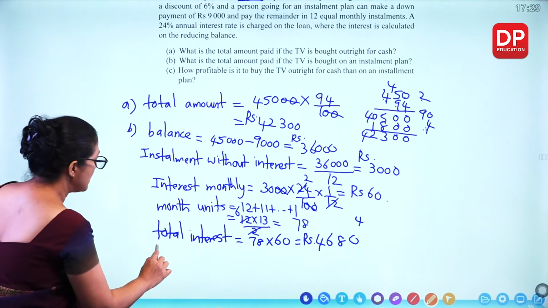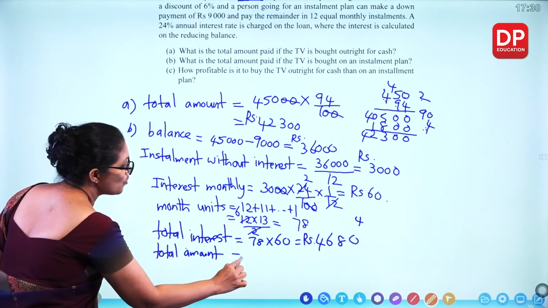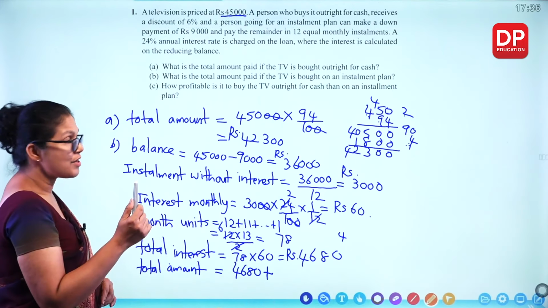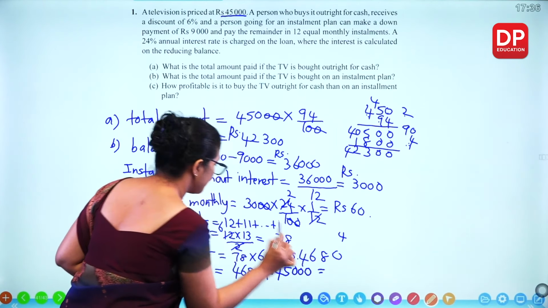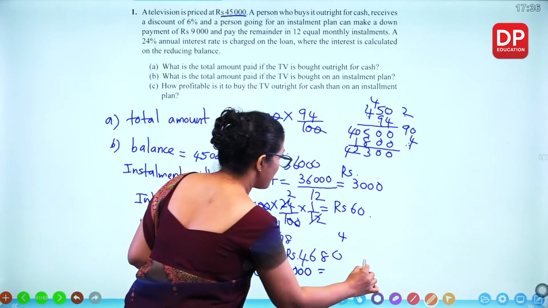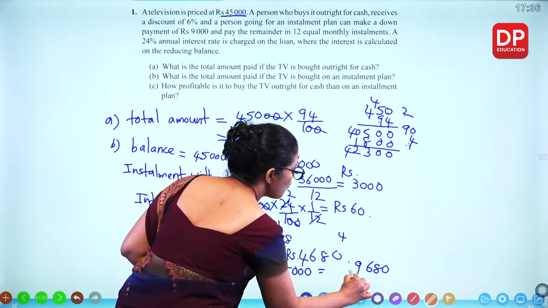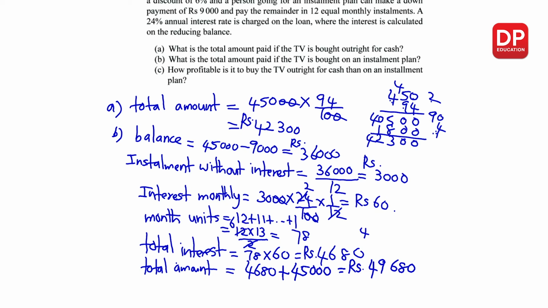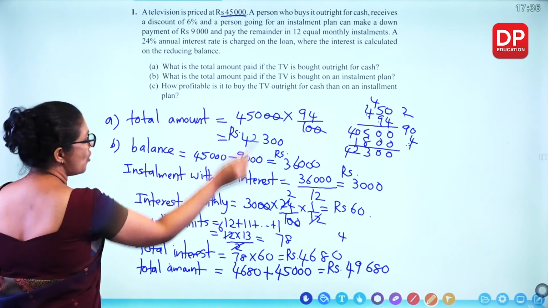So what's the total amount? The total amount needs to be paid is 4,680, that's the total interest, plus the initial amount, which is 45,000. So what's the total? 680, and then 4 plus 5, 9. So 49,680 with the installment plan. This is the total amount paid.